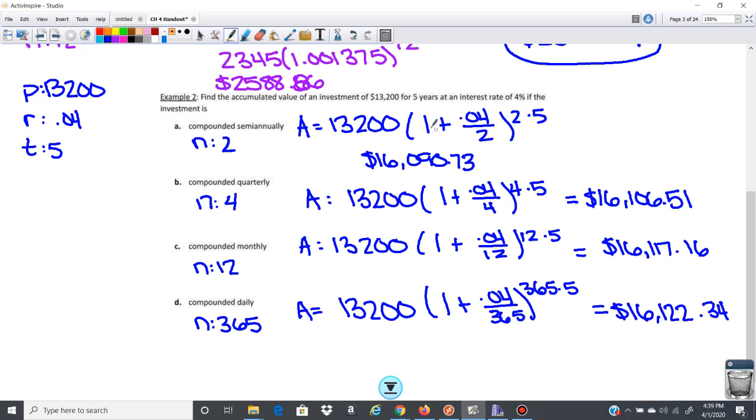Okay, so as you can see here, the more times this interest compounds, the more money you're going to earn. And the reason why is because it's compounding off of the current amount in the account. So if you add a cent every day, you're going to be compounding off of more money, or $1 every day, etc.